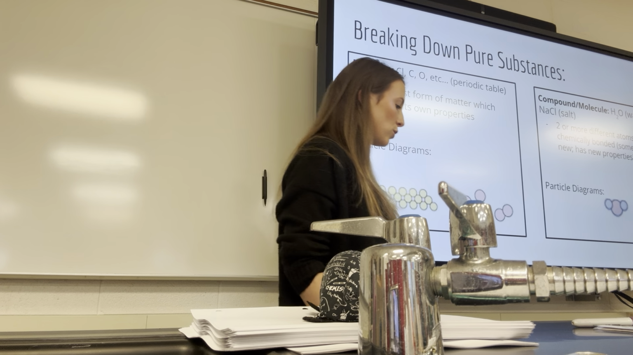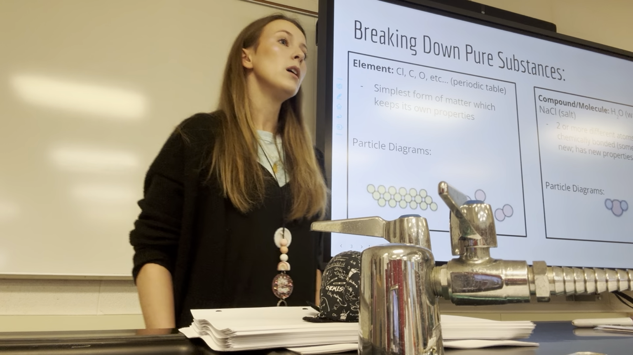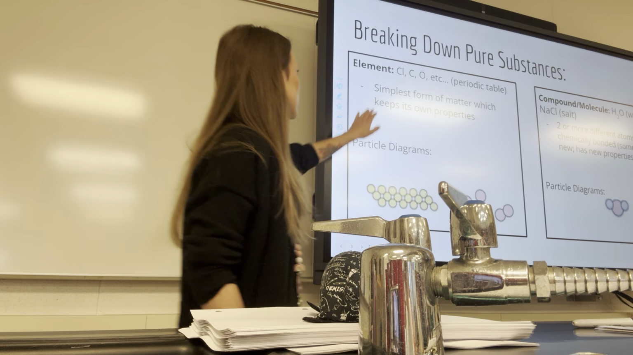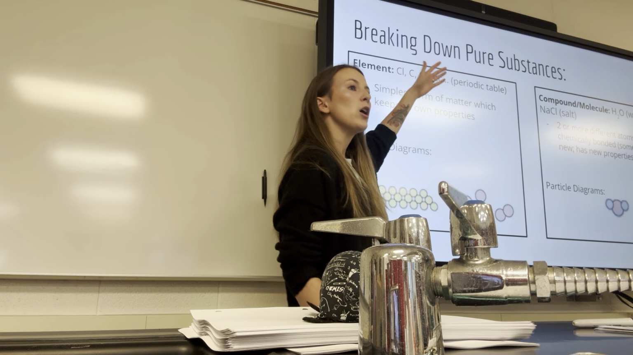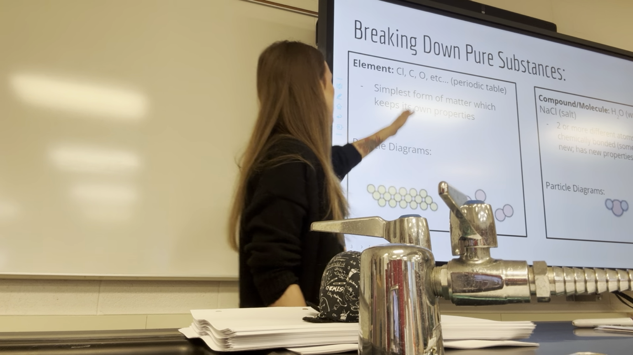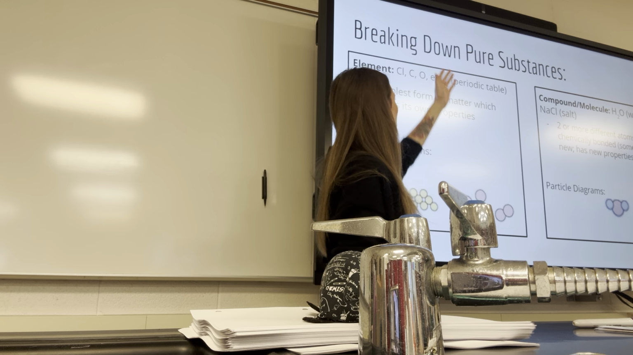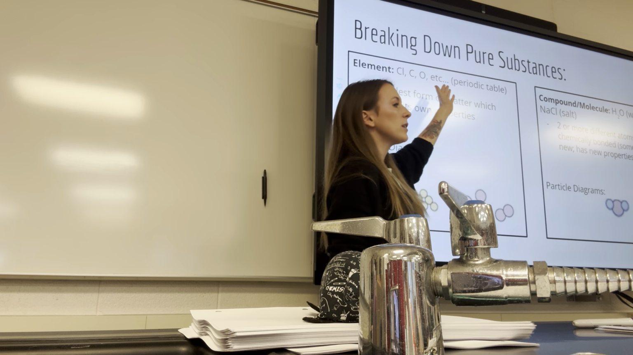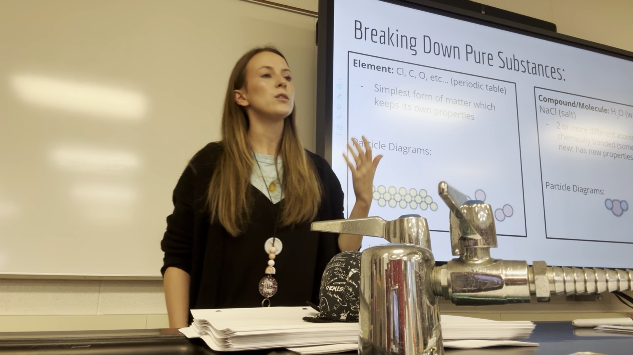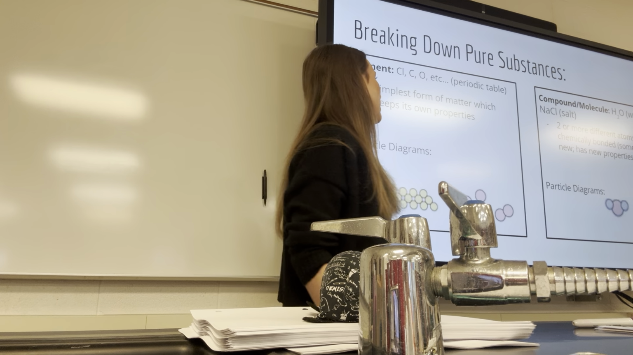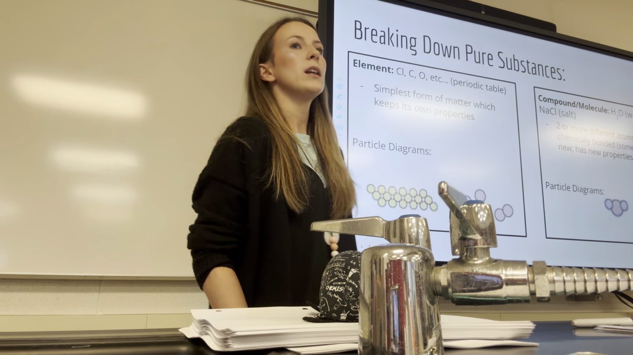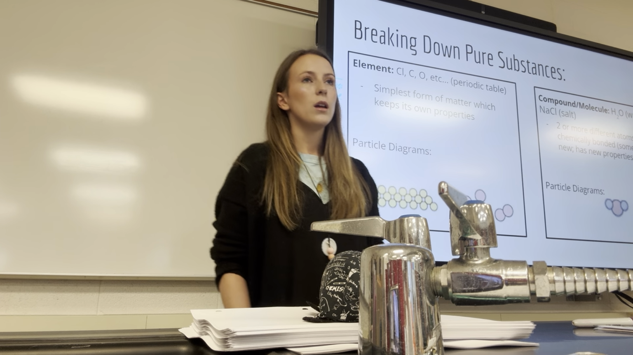So let's talk about breaking down pure substances first. So we have those two categories of pure substances. Let's start on this side with elements. As you can see, next to element, I just listed out some random elements from your periodic table. I put Cl, C, O, chlorine, carbon, oxygen, et cetera, and then I put periodic table. These are going to be elements that are on your periodic table, and they're in their simplest form of matter, and they keep their own properties.